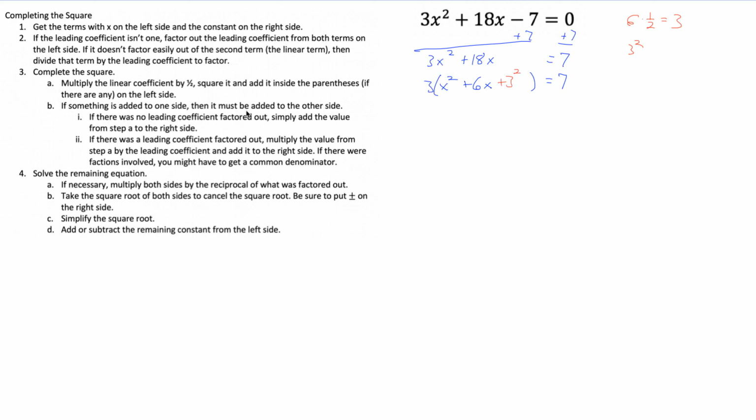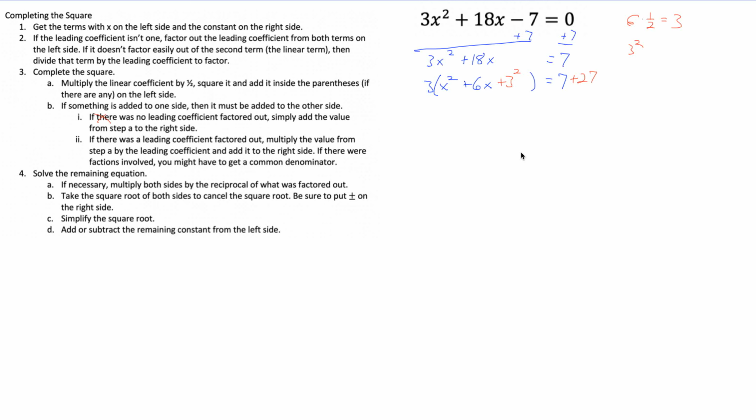If there was no leading coefficient factored out, simply add the value from step 1. Well, there was something factored out, so we're not using this. If there was a leading coefficient factored out, in this case 3, multiply the value from step A, the 9, by the leading coefficient and add it to the right side. If there were fractions involved, you might need to get a common denominator. We don't have fractions, so 9 times 3 is 27, so we add 27 here. So we kept things balanced. We add the same thing to both sides.